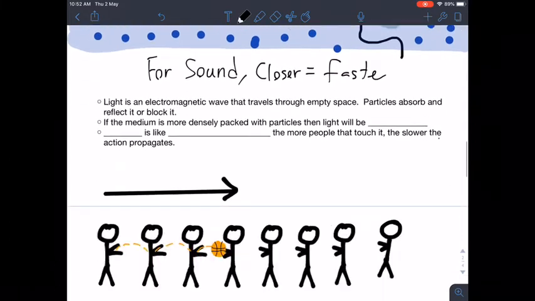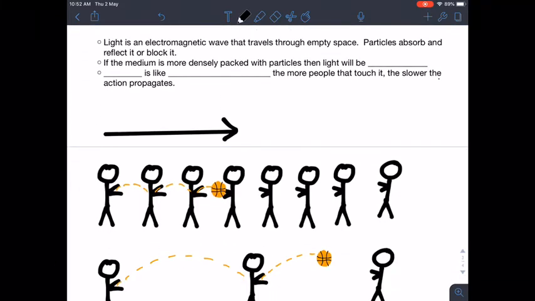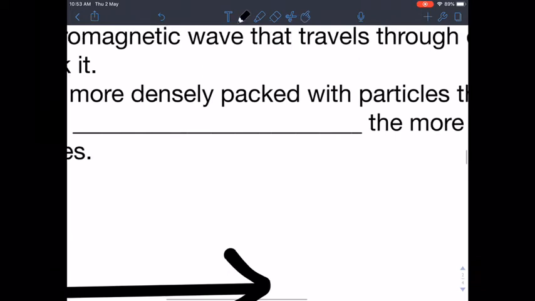Cool. Now, if we talk about light, we're talking about something very different. Light is an electromagnetic wave, and it travels through empty space. Particles, like air particles or water particles, absorb and reflect the light, or they absorb it and re-emit it. Sometimes they just absorb it and block it completely. And so particles slow the light down. If the medium is more densely packed, the light will be slower. So light is like basketball.